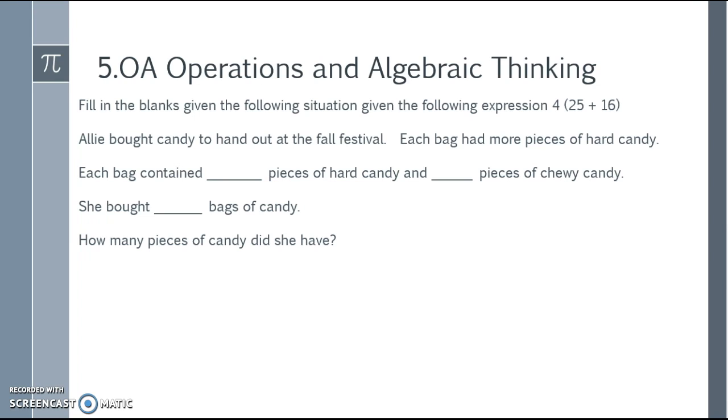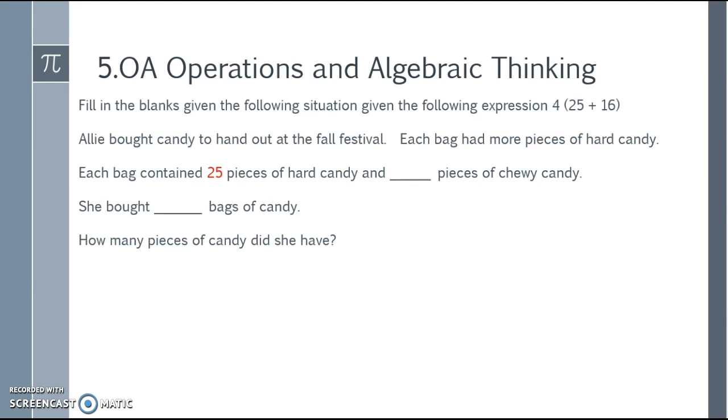Fill in the blanks given the following expression: 4 times the quantity 25 plus 16. Allie bought candy to hand out at the fall festival. Each bag had more pieces of hard candy. Each bag contained blank pieces of hard candy and blank pieces of chewy candy. She bought blank bags of candy. How many pieces of candy did she have?